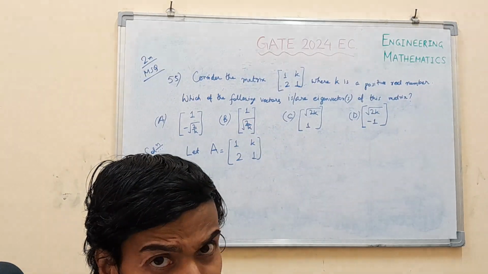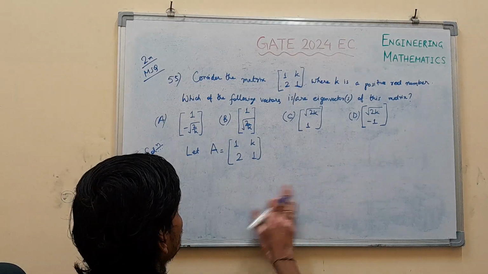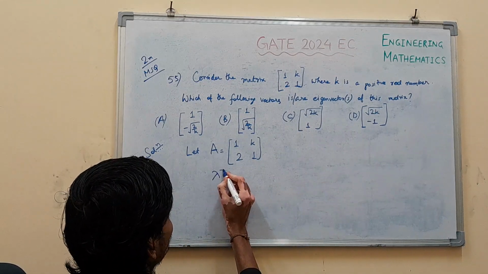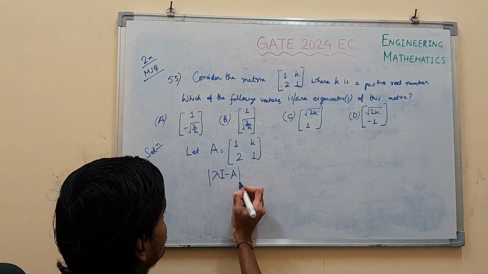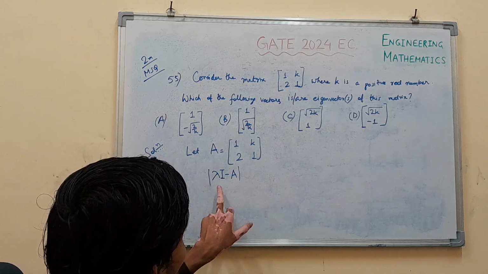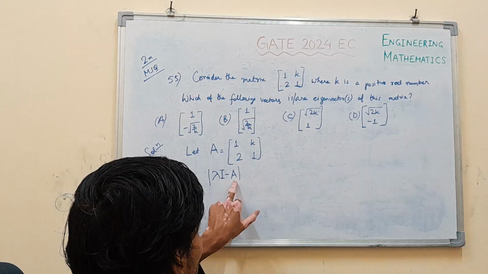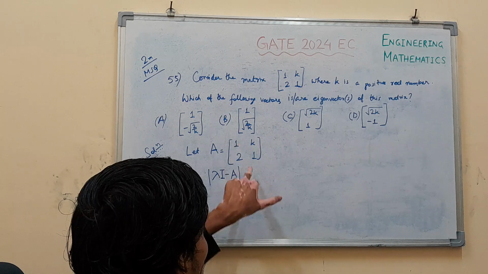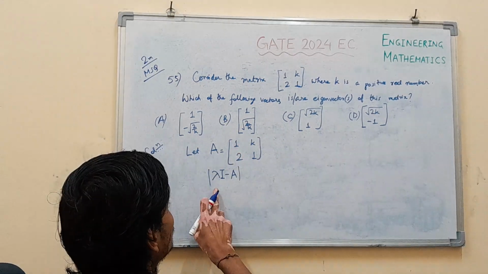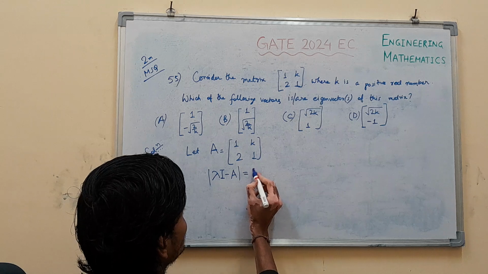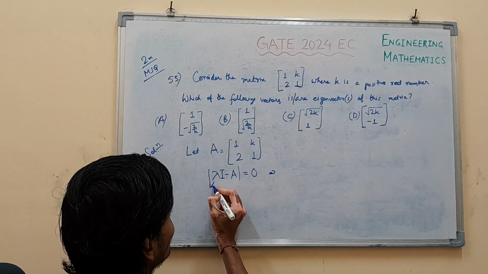Let's find out the eigenvalues of A. How will we find out? Very simple. Characteristic values or eigenvalues are given by determinant of lambda times I minus A equal to 0, where I is the identity or unit matrix, and here the order of I is 2 into 2, as A is of the order 2 into 2. So lambda I minus A equal to 0, and lambda is the eigenvalues.